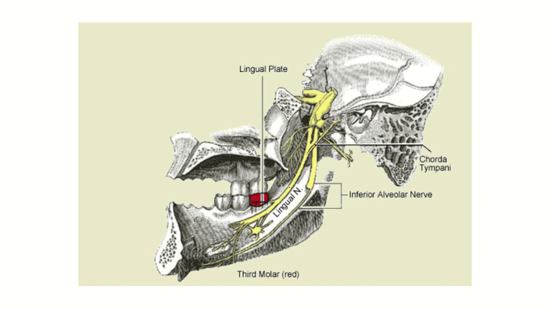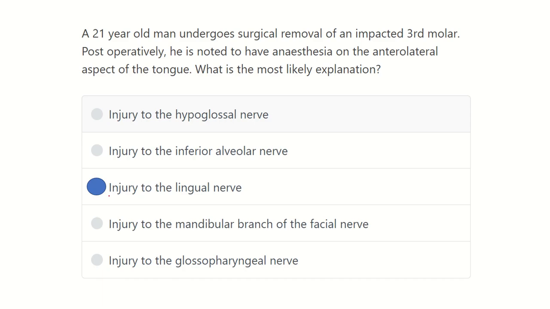So the lingual nerve may get damaged during this operative procedure or during the removal of the molar tooth. So here our answer is now ready. It is injury to the lingual nerve. So in surgical removal of the impacted third molar tooth, there is a risk of injury to the lingual nerve, because the lingual nerve is very close to this third molar tooth.